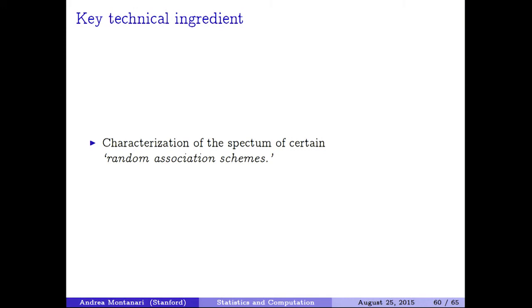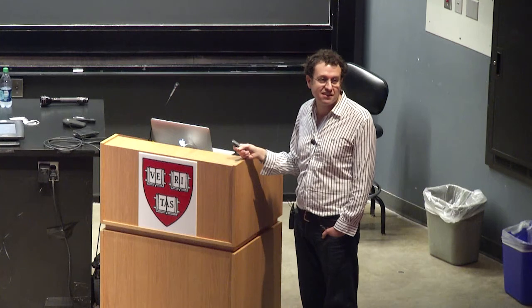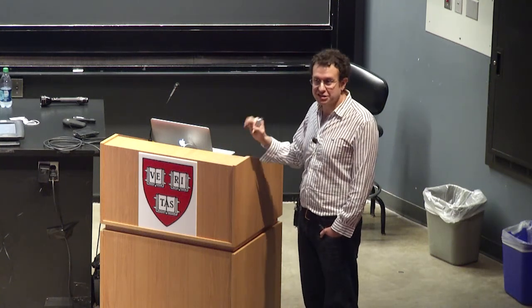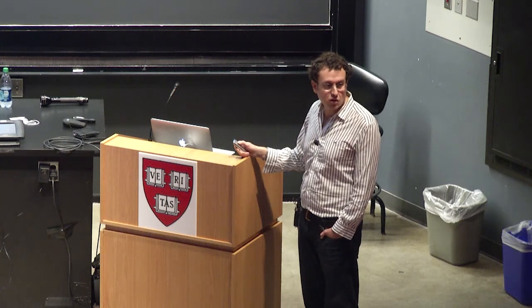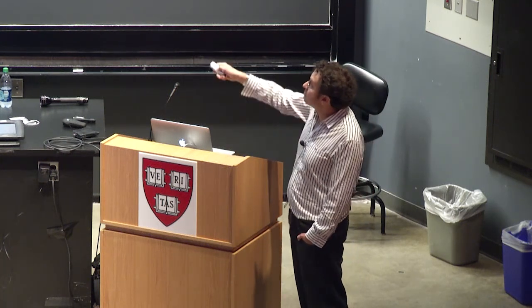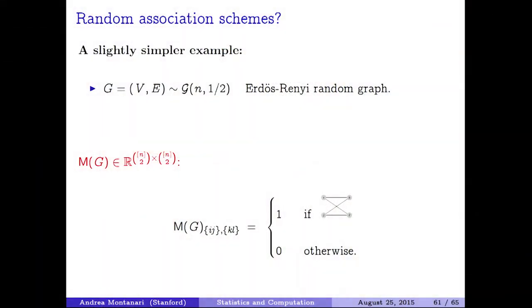Okay, so since there are some people interested in random matrix theory, I want to comment that the key ingredient in this analysis is really random matrix theory, except that it's random matrix theory for some exotic random matrices. So these are random association schemes. Okay, so let me give you a simple example of this type of random matrices. These are not the real ones that matter, but it gives you the flavor of it.